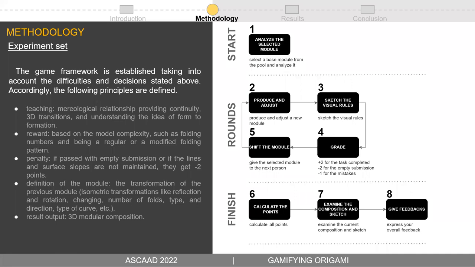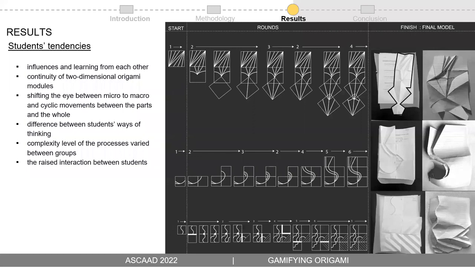After scoring, students forward the module they created to the person on their right. In this way, the first round is over, and this iteration ends after the fourth round. All the points are calculated after the rounds are completed. The process diagram in the figure was implemented as a 1-hour exercise by 30 students. Based on students' origami design configuration and visual and verbal depictions, we grouped tendencies in students.